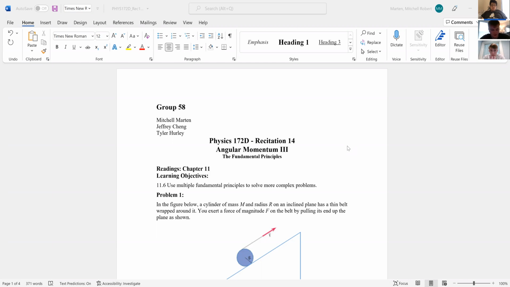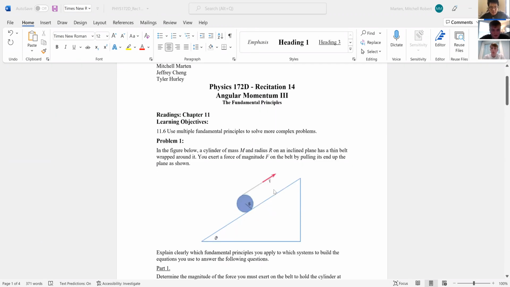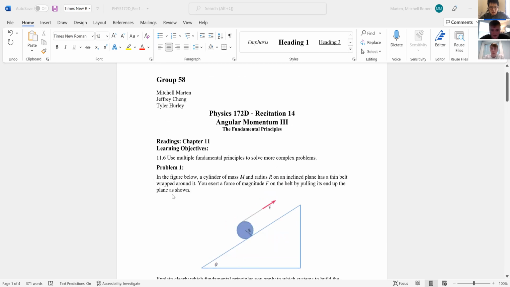All right, so this week's recitation was kind of different. I know it says angular momentum 3, but I feel like I had to use almost all the principles on this one in order to solve it. I think that's what they want you to do though, because it says use multiple fundamental principles to solve more complex problems. So this recitation was really tough, but I think I did at least as much as I could and came to some decent conclusions.